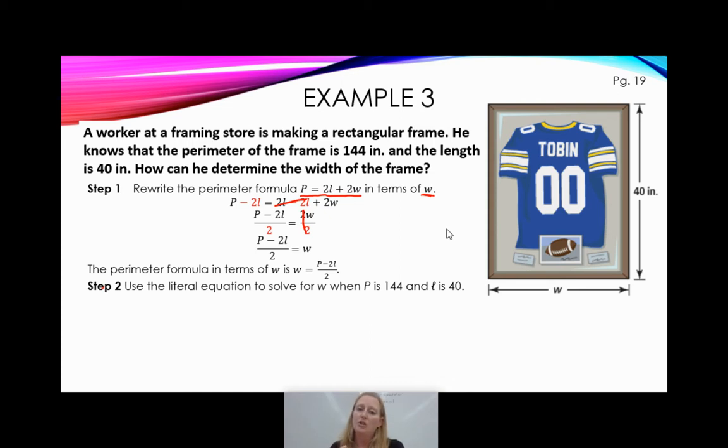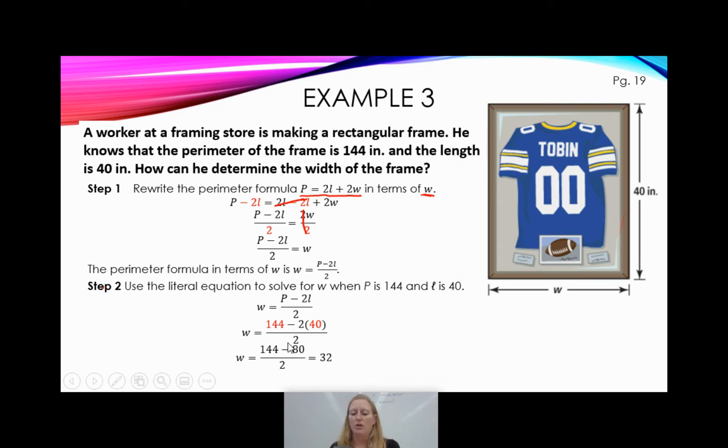And so my next step then is to use this literal equation to solve for W when P is 144 and L is 40. So I'm just going to plug in what I know, right? We've gone to the trouble to find this formula. I know my perimeter is 144, so we'll plug that in. I know the length, right? We even have the picture here. The length is 40 inches, so I'm going to plug that in as well. And then it's just a matter of doing a little bit of work. 144 minus 2 times 40. We should multiply those first. So 2 times 40 is, of course, 80. And then we finish it off.